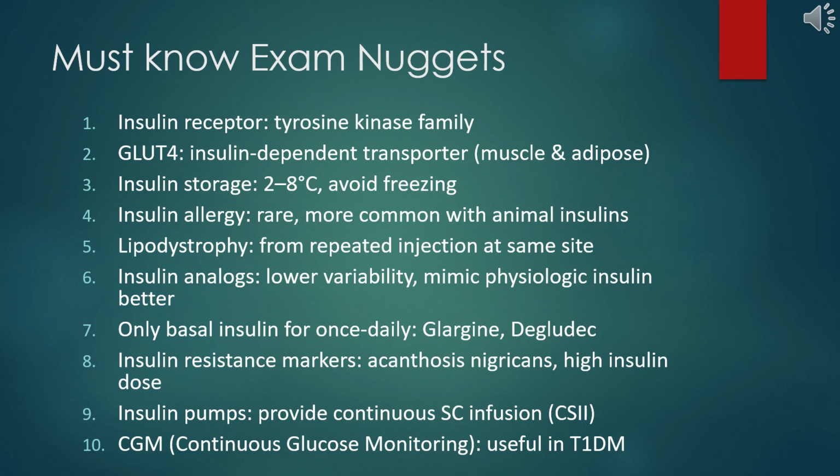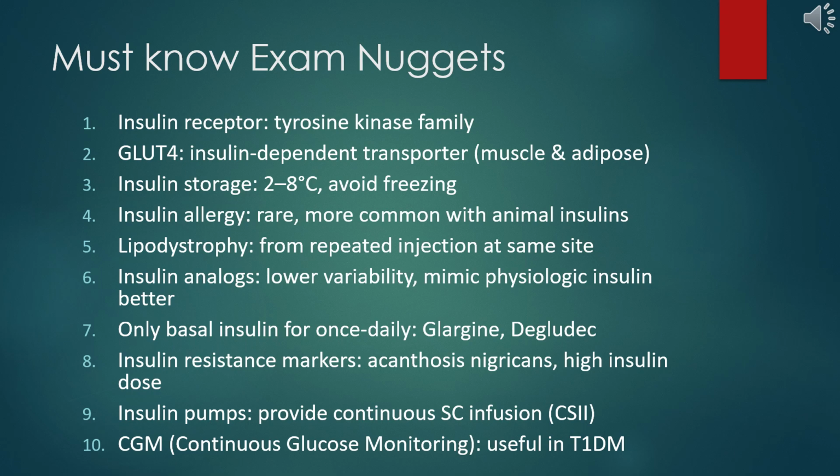Next, we have must know exam nuggets. The insulin receptor belongs to the tyrosine kinase family. GLUT4 transporters are insulin dependent and are present in muscles and fat. Insulin should be stored between 2 and 8 degrees Celsius and should not be frozen. Allergies are rare but can happen more with animal insulin. Repeated injections at the same site can cause lipodystrophy.